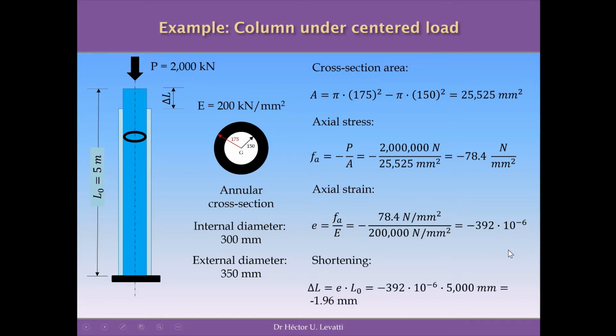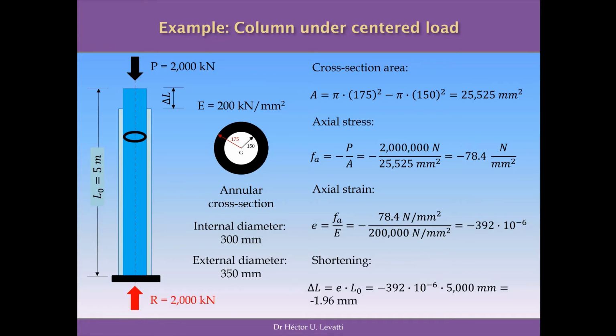Now, if we want to calculate the shortening of this column, delta L will be equal to the strain multiplied by the original length. Remember that the definition of epsilon is delta L divided by L0. So if we do this operation, this is negative, as we calculated in here, because it's compression, multiplied by the original length, we have that the shortening is equal to minus 1.96 millimeters for this particular exercise.